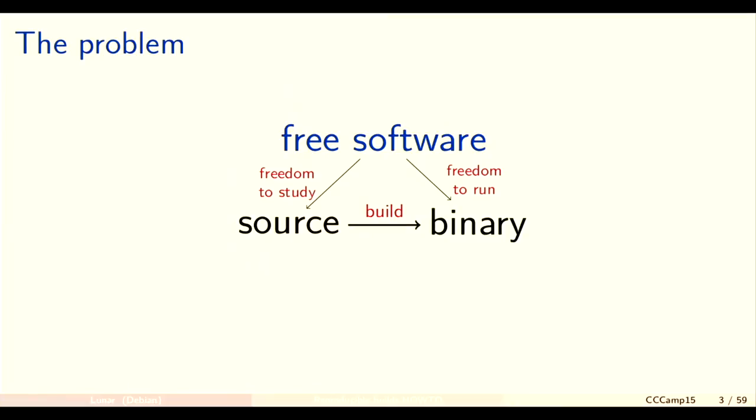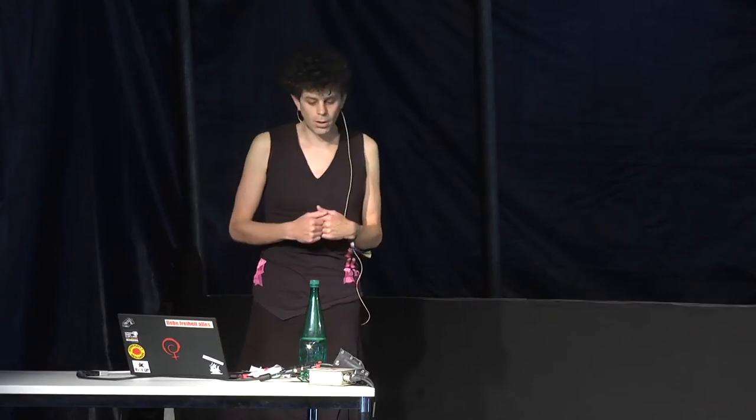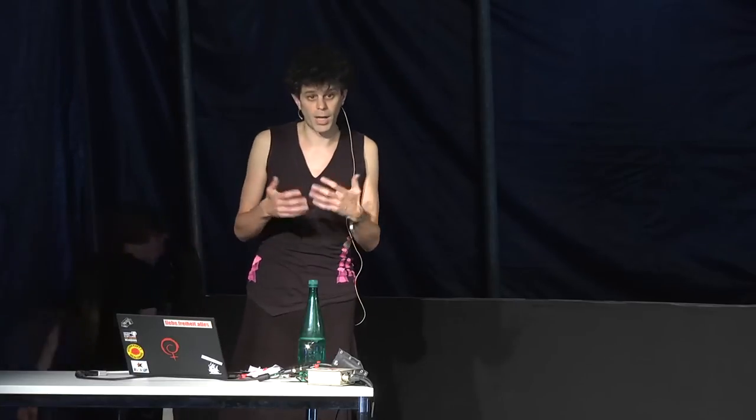When we talk about free software, there are two great things, at least the very first is that you have the freedom to study the software, and you have the freedom to run the software. And the question is, the source is what we as humans can read, and so it's what we can verify and ensure that the software will do what it's intended to do, that it doesn't contain any security bugs or malware or bad things. And the binary is what we actually use.